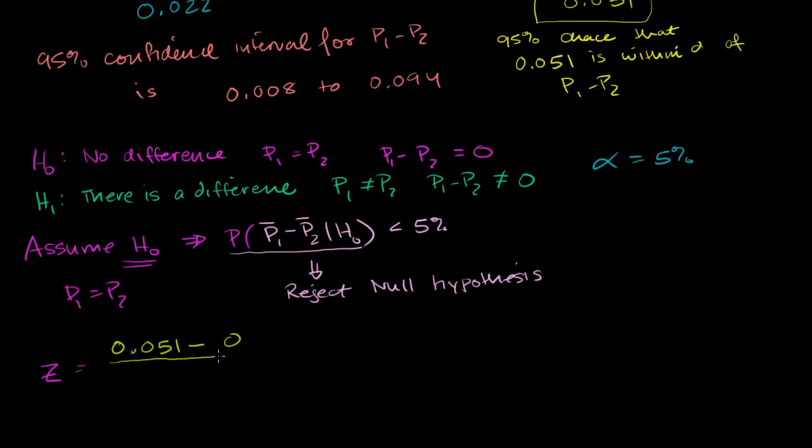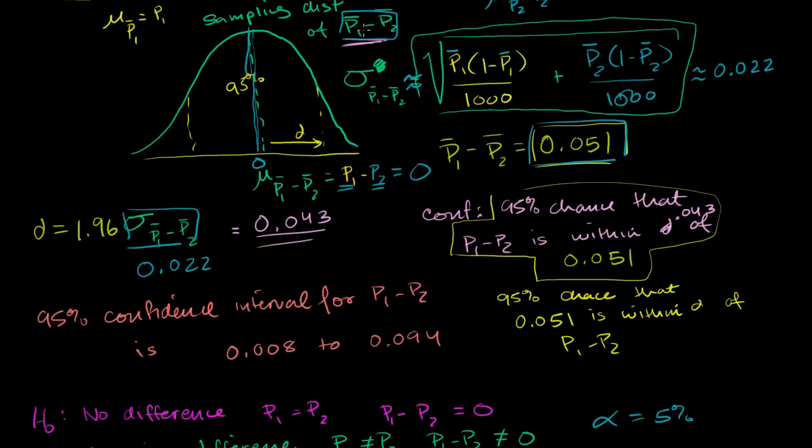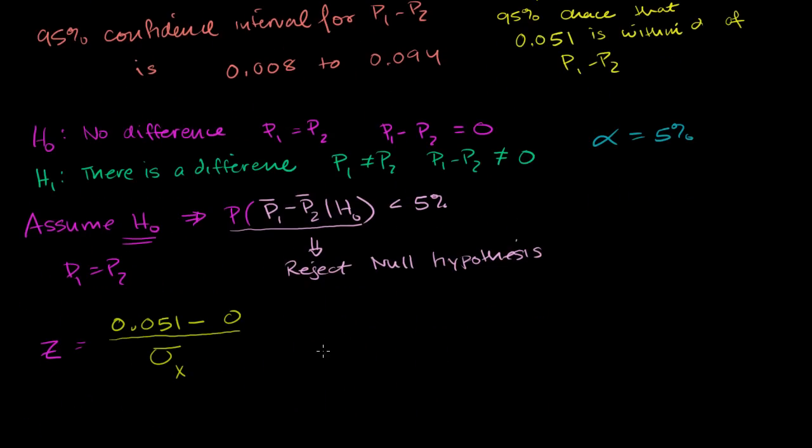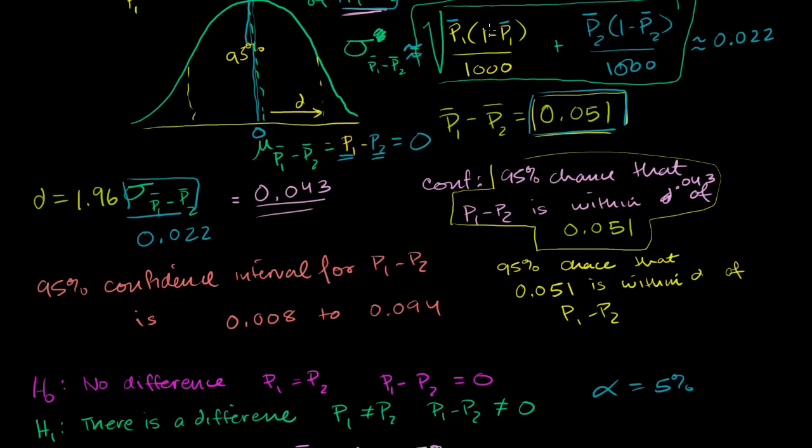And then we have to divide it by the standard deviation of the sampling distribution of this statistic right here, P1 minus P2. Now, what's the standard deviation of the distribution going to be? In the last video, we figured out that we could represent it by this formula over here. But with our null hypothesis, we're assuming that P1 and P2 are the same value. So let me rewrite it.